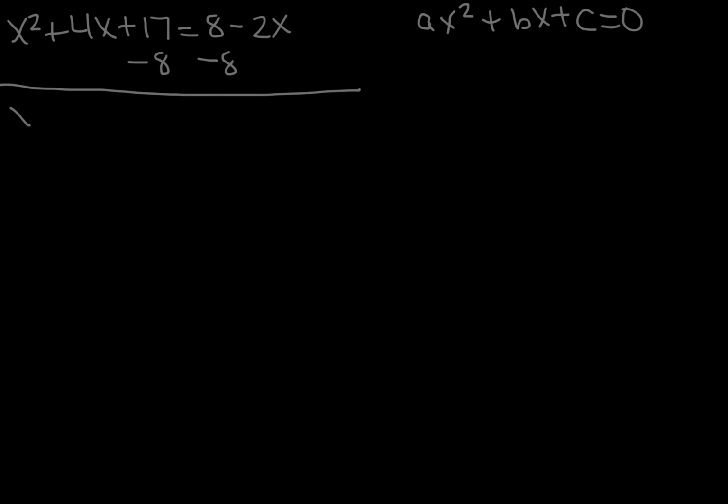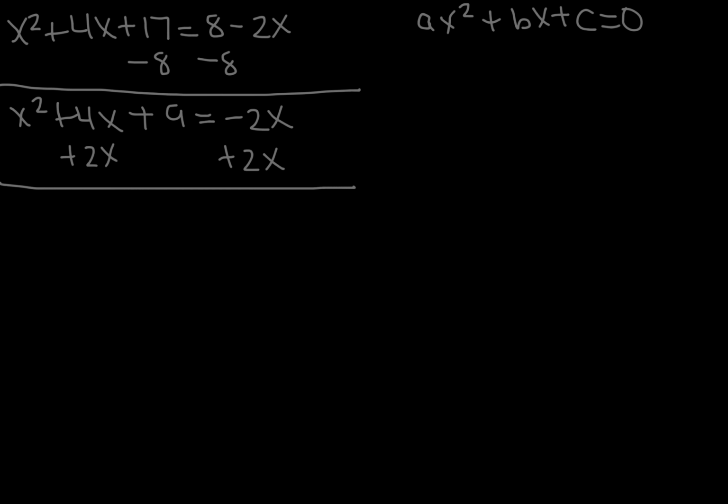And we're going to get x squared plus 4x plus 17 minus 8 is a positive 9 equals negative 2x. Okay, next step, we're going to add 2x to both sides. And we're going to get x squared, 4 plus 2 is 6, plus 6x plus 9 equals 0.